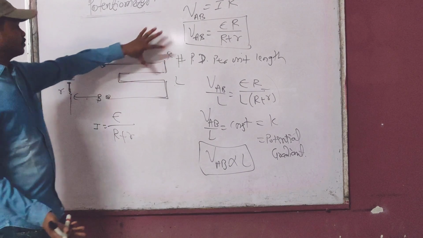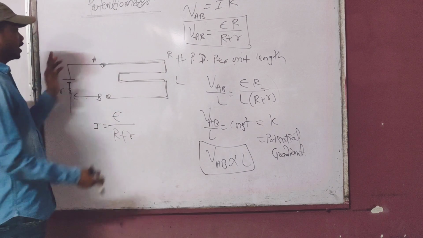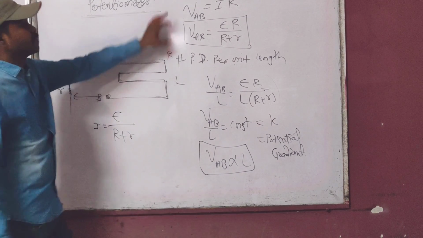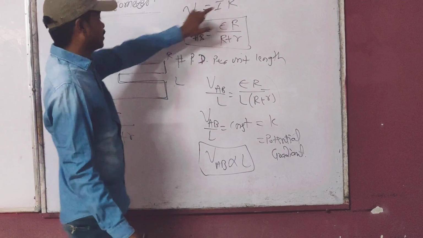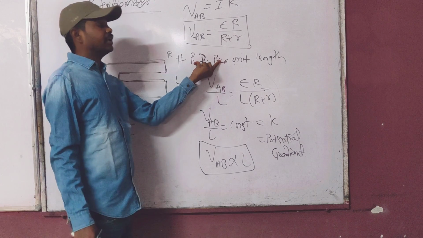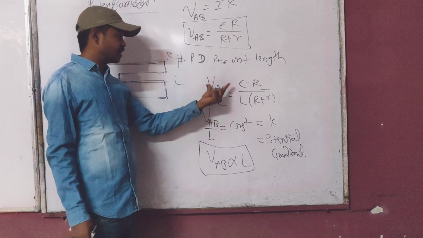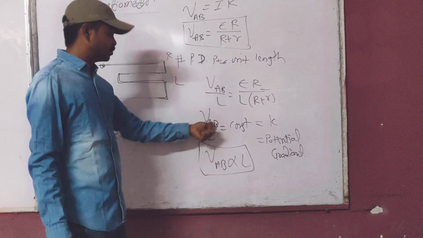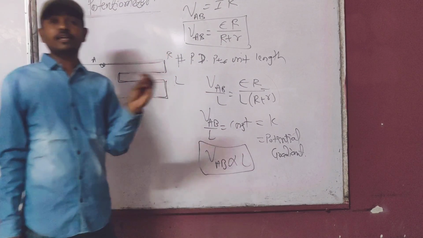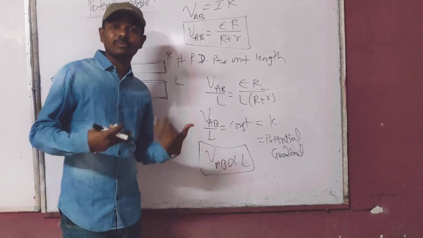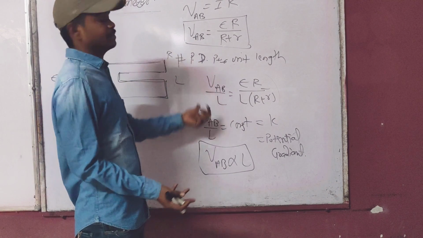According to Ohm's law, for the whole circuit, the total potential difference is VAB, the total current is I, and the total resistance is R. By Ohm's law we can write this, substituting the current going through the wire. But we can find the potential difference per unit length. We can write it like this, and this is a constant term called the potential gradient. From this, we can say that the potential difference between any two ends of the wire is directly proportional to the length of the wire. So this is called the principle of potentiometer.